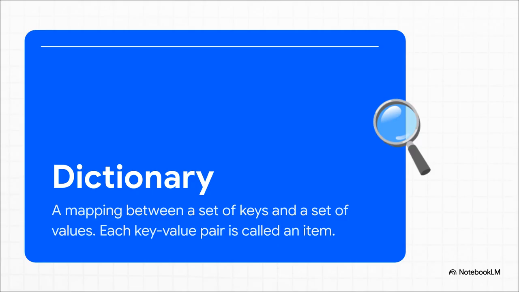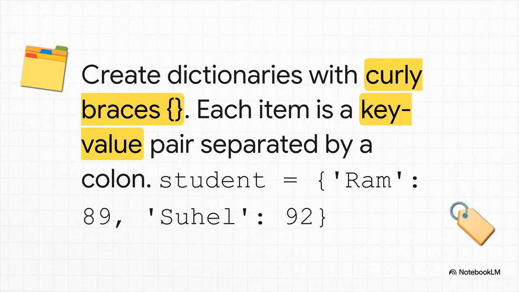The classic example is a phone book, right? The name is the key, and the phone number is the value. Dictionaries are created with these curly braces. Inside, you define your key-value pairs. So here, the student's name is the key, then you have a colon, and their score is the value. And each one of those pairs is just separated by a comma.